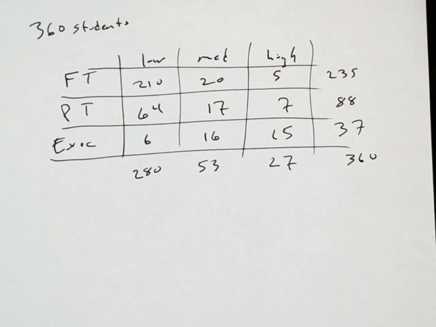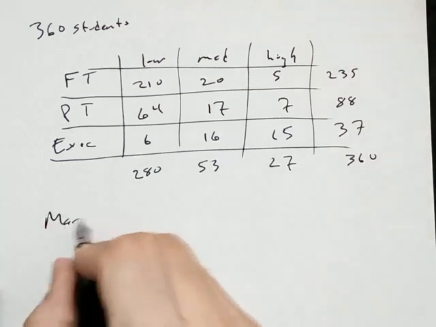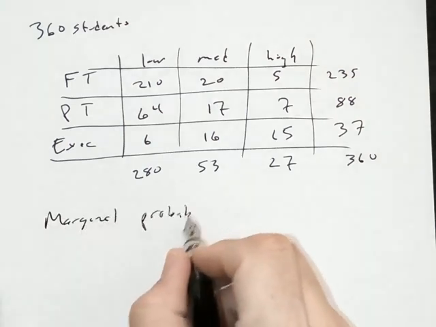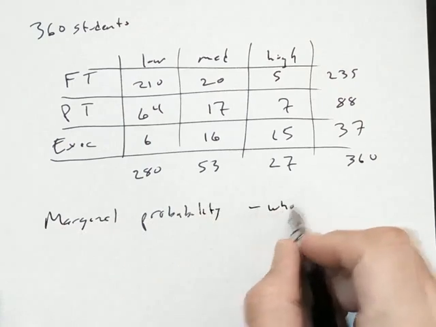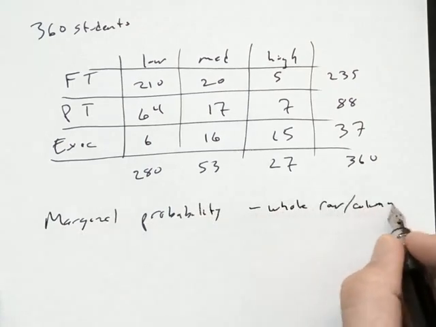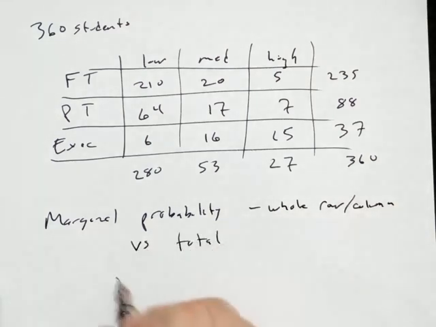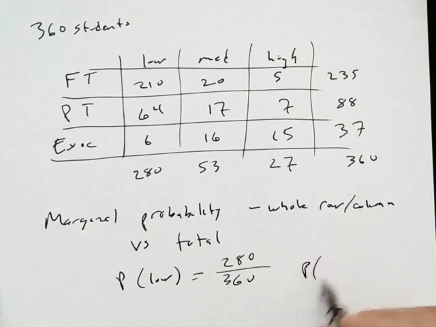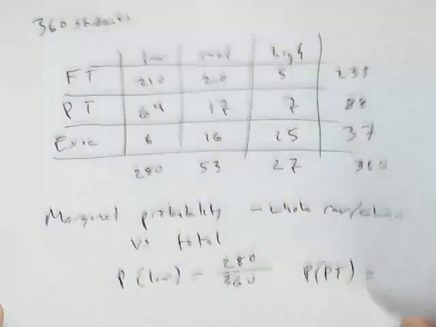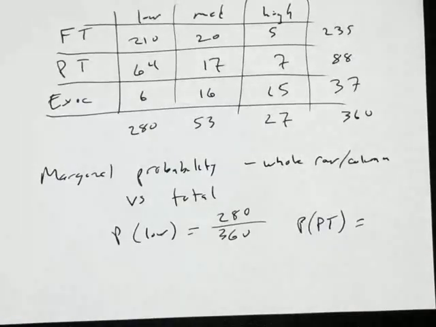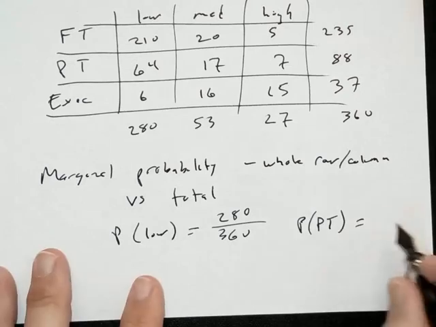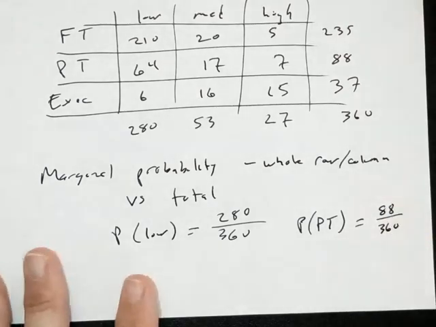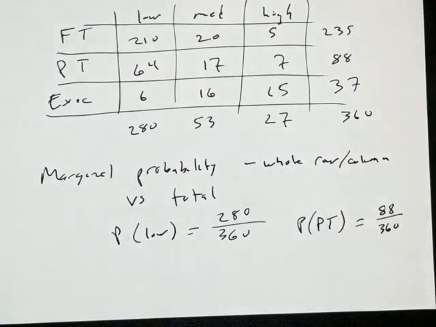That's called a marginal probability. I pick a whole row or a whole column, and I measure the numbers on the ends of the rows, the numbers on the bottoms of the columns against the whole thing. What is the chance that I have a student who is part-time? Remember, I randomly select a student here. What's the chance they're part-time? Exactly. These are marginal probabilities.